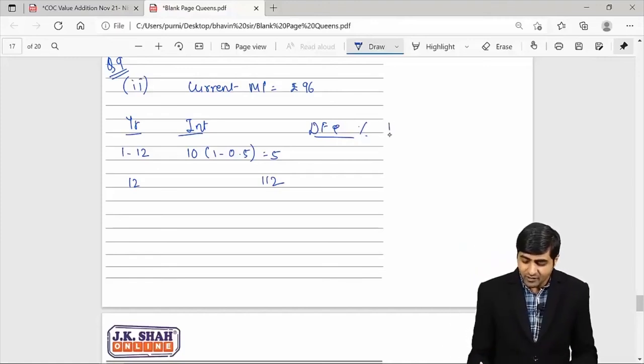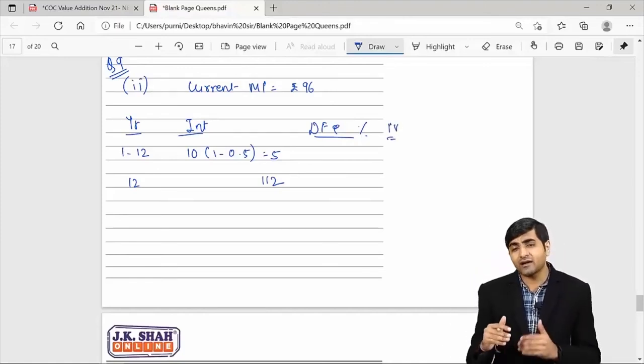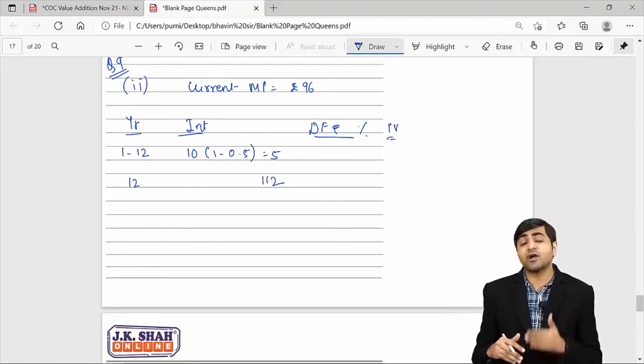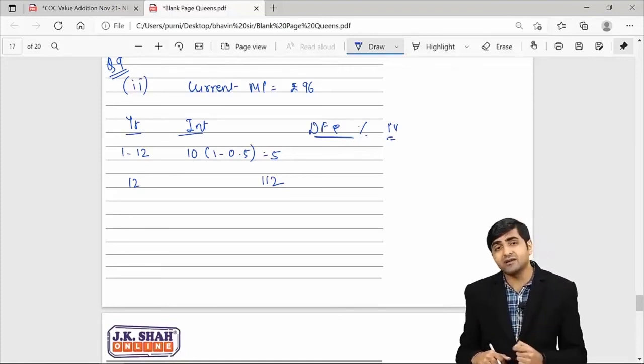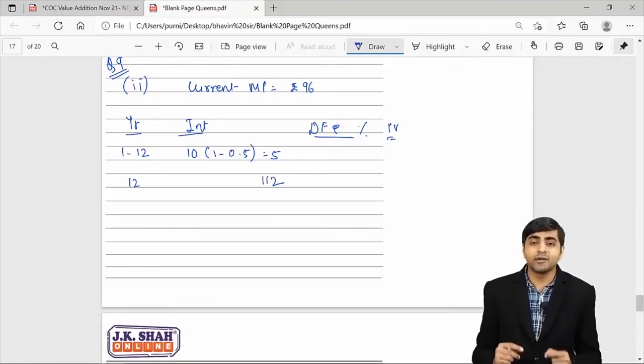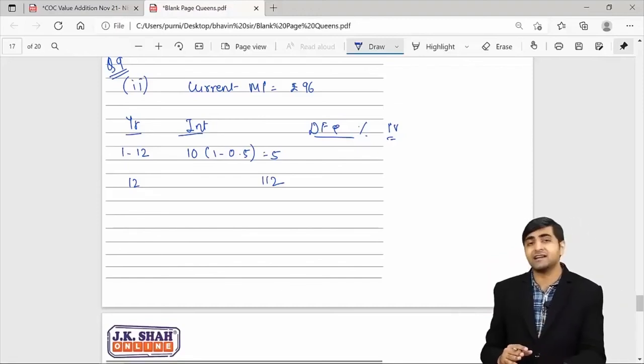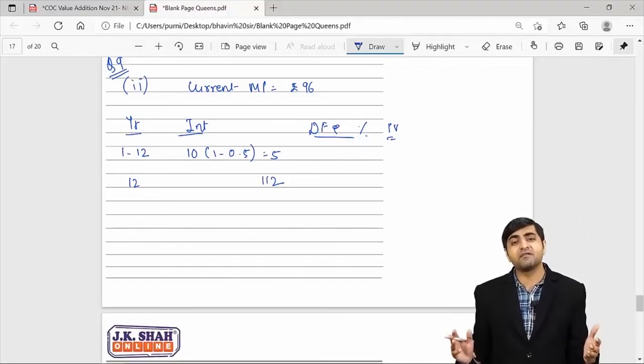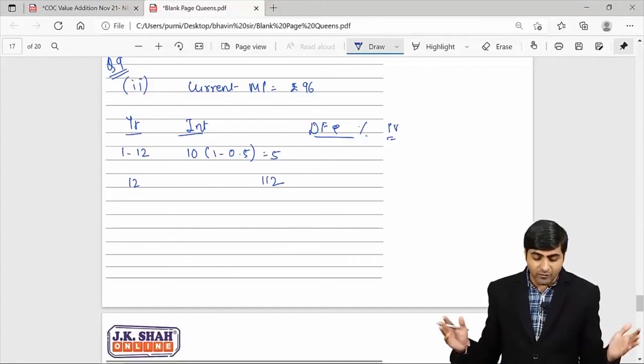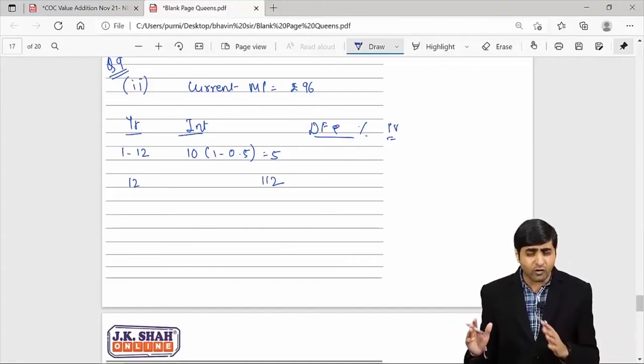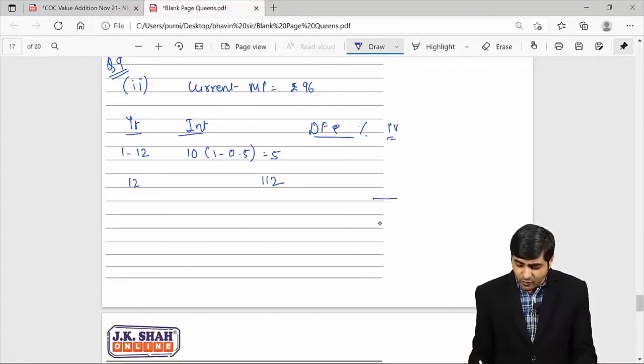And the same thing we have to do for whatever will be the redemption value at the end of the 12th year. That particular redemption value, you will be multiplying it by the discounting factor, the PV factor at the end of the 12th year. So that will give you finally the present value. And guys, you have to equate it in such a way that it becomes 96 rupees.